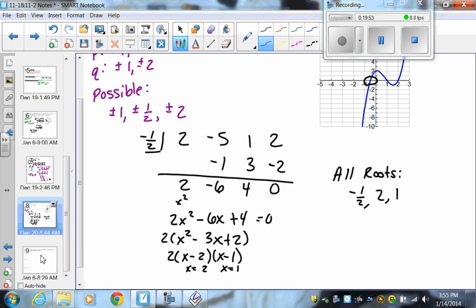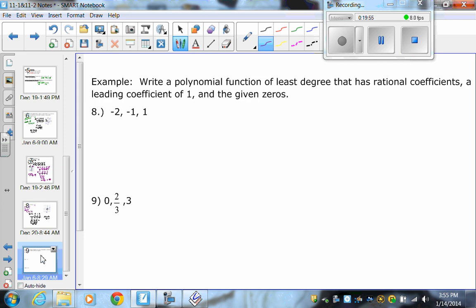Last set of examples. We're writing the polynomial of the least degree that has rational coefficients, a leading coefficient of 1, and the given zeros. Okay, so first thing we're going to do is if I know that x has to equal -2 for it to be a 0, then solve this backwards. That tells me that x plus 2 is the factor. So our three factors here are x plus 2, x plus 1, and x minus 1.